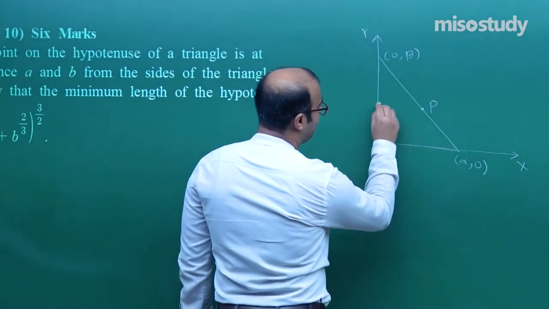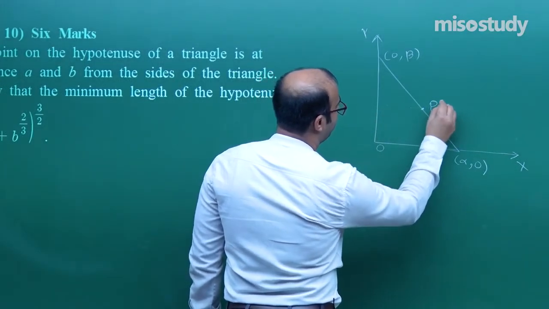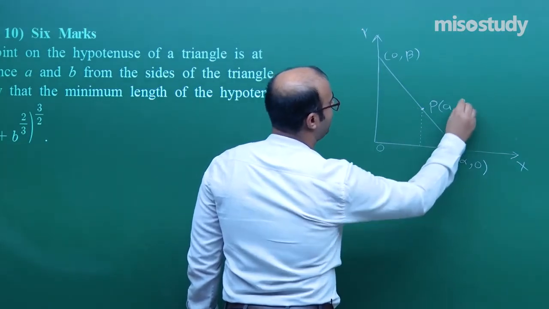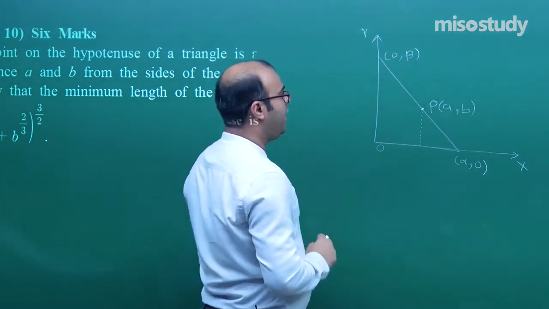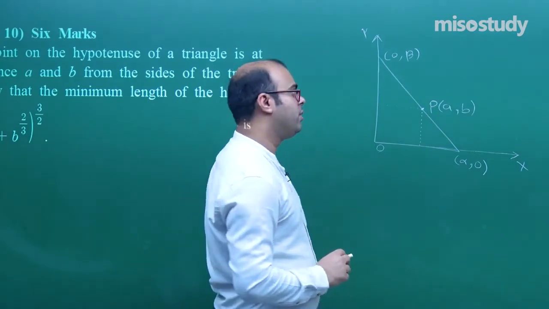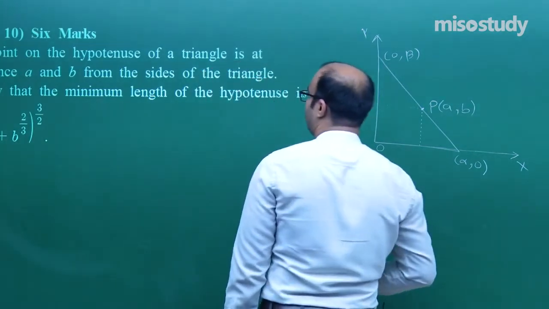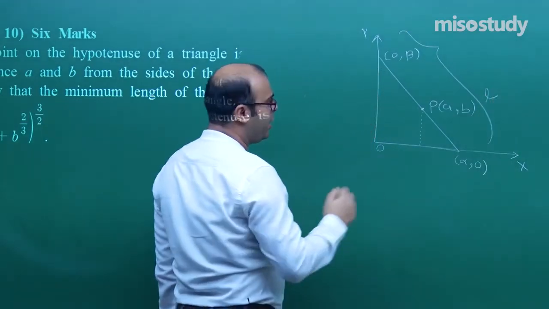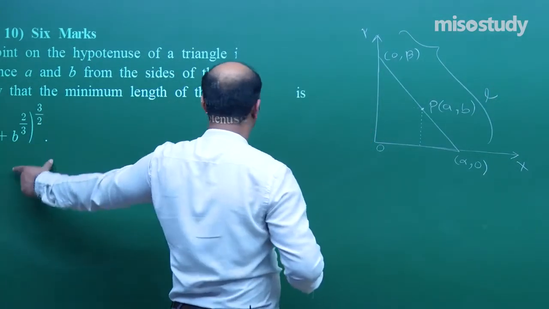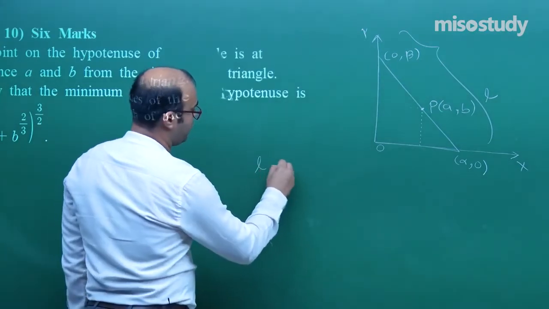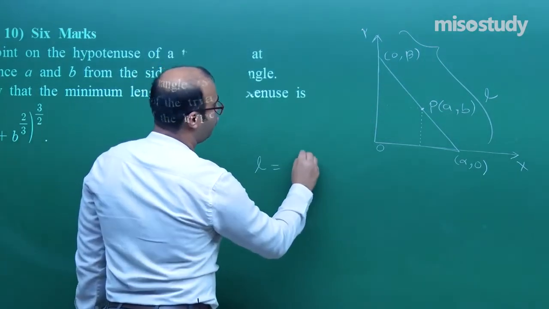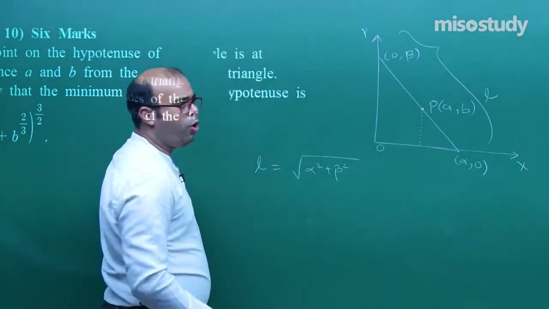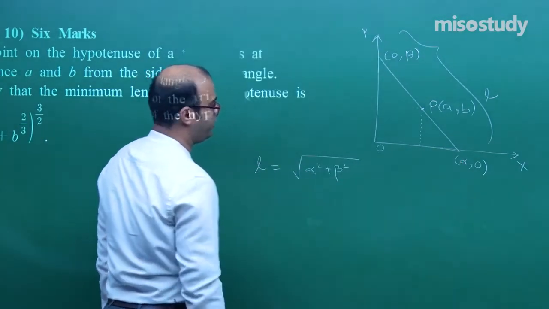So, if it is at a distance of A from here, its x coordinate is A, and if it is at a distance of B from here, its y coordinate is B. So, on this line (A, B) is a point which is lying. We have to find out the minimum length of the hypotenuse. So, length of the hypotenuse as we see here is root over alpha square plus beta square. That is Pythagoras theorem or the distance formula between these 2 points.